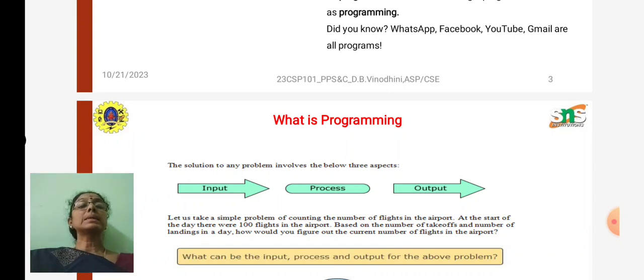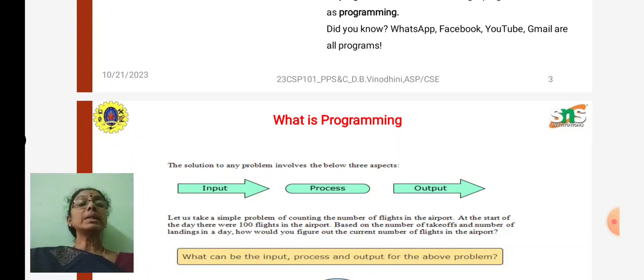Let us take the example problem of counting the number of flights in the airport. At the start of the day, there were 100 flights in the airport. Based on the number of takeoffs and number of landings in a day, how would you figure out the current number of flights in the airport? So this is a scenario.